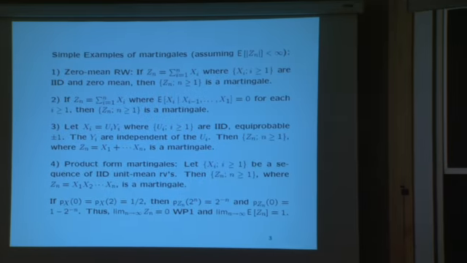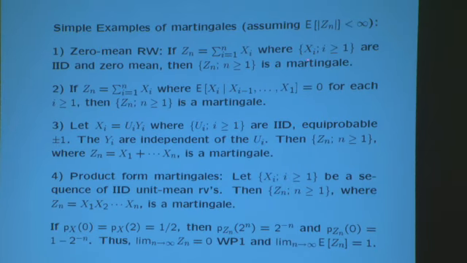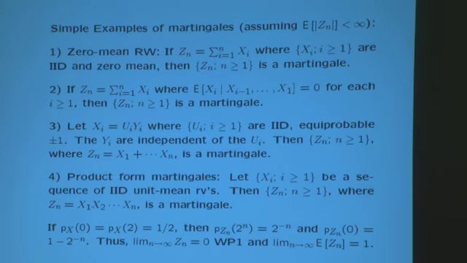Okay, so the zero mean random walk: if z sub n is equal to the sum of x sub i, where the x sub i are IID and zero mean, then this zero mean random walk is in fact a martingale. It just satisfies the conditions. This one is probably the most important of all of the simple examples, because it says if z sub n is a sum of random variables, and we don't know what the random variables are, the condition on the random variables is that the expected value of x sub i given all the previous ones is 0.